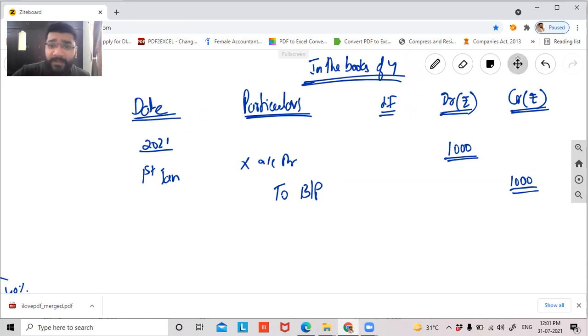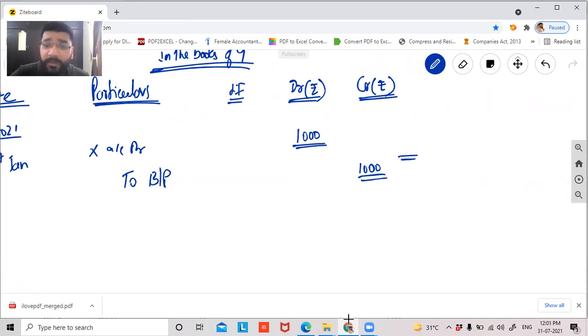If you are finding this difficult to remember, guys, this is the same entry. For example, if X has sold any goods to Y, or if Y has purchased any goods from X, the entry is what?